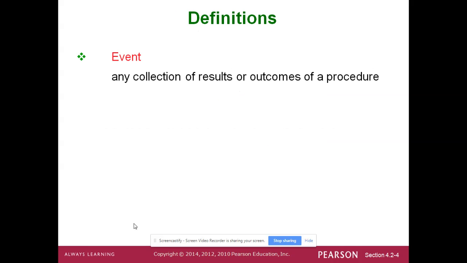All right, an event is a collection of results or outcomes of a procedure. That procedure might be flipping a coin, and the outcome is it landed on tails. That's an event. An event is the flipping of the coin or rolling of a die, drawing a card from a deck. That's the collection of the event that's happening. So results or outcomes of a procedure, that procedure being whatever we're doing, if we're rolling a die or picking a card or flipping a coin, that sort of thing. That's a procedure.